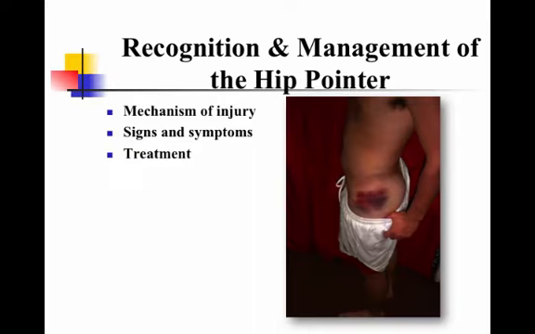Slide 13. The hip pointer is a contusion to the iliac crest. This is a painful condition because there isn't a lot of padding over the iliac crest. It causes a severe pinching action to the soft tissues. The signs and symptoms include pain, spasms, and increased difficulty flexing the hip and rotating the trunk. Treatment includes RICE and referral to a physician if the athlete's pain is severe or if he or she is having difficulty moving the trunk.